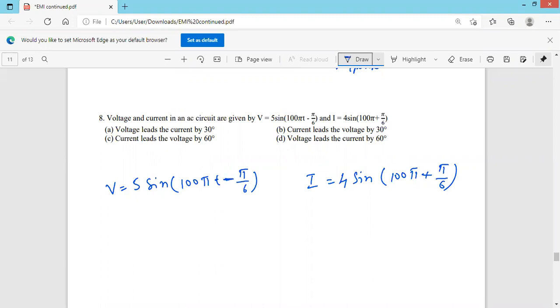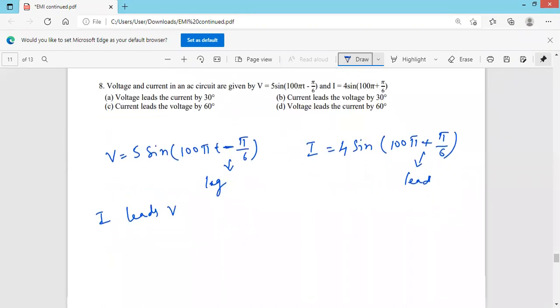Negative sign shows that voltage is lagging behind. Negative sign shows that it's a lag. Positive sign, here current has plus pi by 6. Plus represents lead. Therefore, current leads voltage, I leads V. In this case, I leads V. Next, by how much angle?